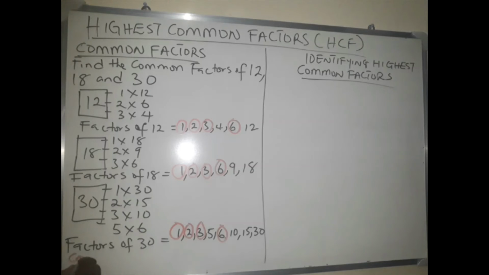Therefore, we can write that the common factors of 12, 18, and 30 are 1, 2, 3, and 6. These are the common factors of 12, 18, and 30 because 1, 2, 3, and 6 are the numbers that can divide 12, 18, and 30 without a remainder.